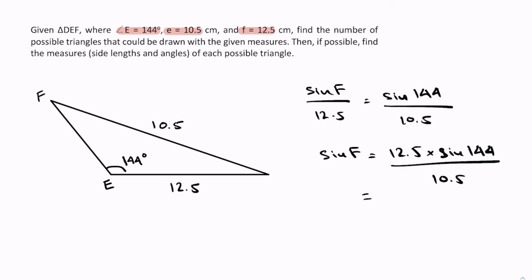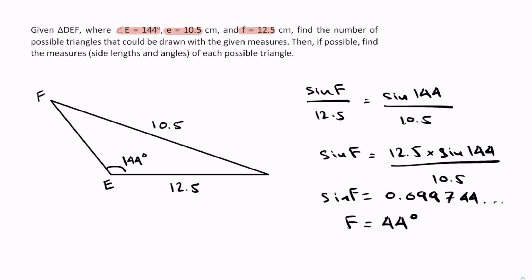So what does that give us? Well, let me just do it on my calculator to the side. Again, I'm not going to pull up my calculator on the screen. 12.5 times sine 144 divided by 10.5 equals, and I get 0.699744, and it keeps going. So my angle F is going to be the inverse sine of that, and that's going to be 44 degrees.